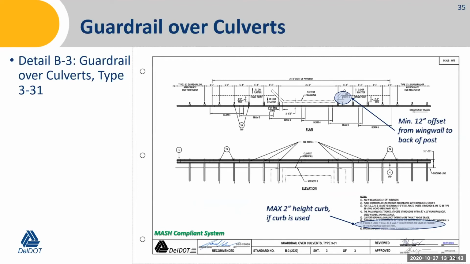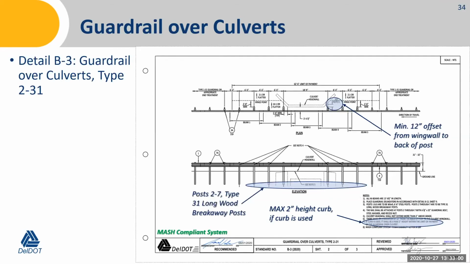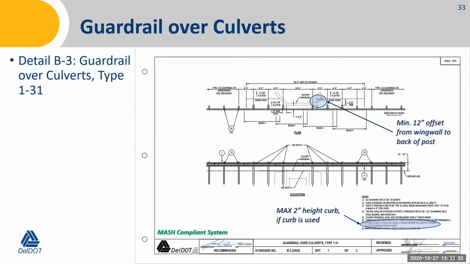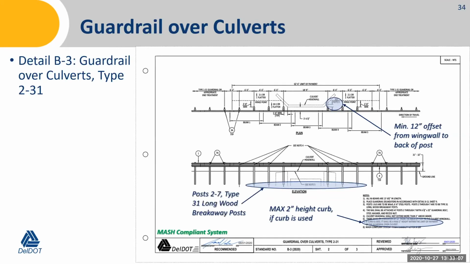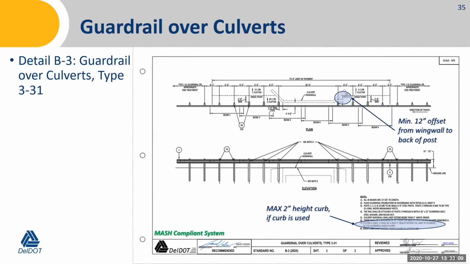331. Guardrail over culvert, again, the same changes here as far as the offset from the wing wall to the back of the post and the 2-inch curb height. The differences between the 131, 231, and 331 is basically the span of the culvert. So for type 131, it's a 12-foot 6-inch span. 231, it's an 18-foot 9-inch span, and then 331, it's a 25-foot span. We cannot have a span longer than 25 feet for this type of detail.